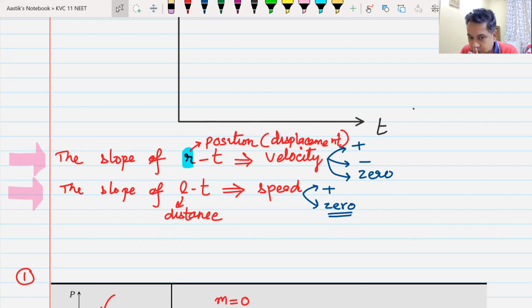The slope of position time graph gives velocity. The slope of distance time graph gives us speed. Okay, so what did I ask just now? I just showed it to you. I just asked you to write. Have you written this in your books or not? Yes, sir, we wrote it.